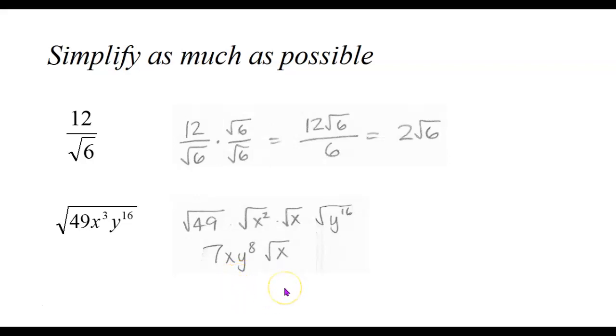Now the square root of the number 16 would be the number 4, but the square root of y to the 16th power, that would be 16 y's all multiplied together, would be 8 y's all multiplied together. So the final answer is 7x y to the 8th times the square root of x. We've pulled as much as we could out from under that radical sign.